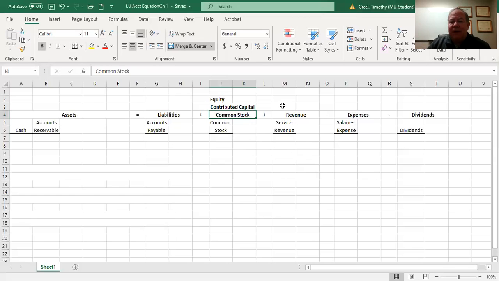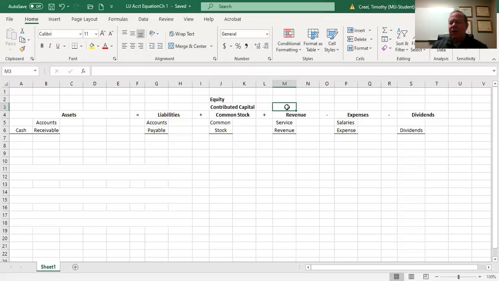Also, a corporation can bring in funds through retained earnings, and retained earnings would be basically this part of it. This would be basically the revenues and the expenses and the dividends.